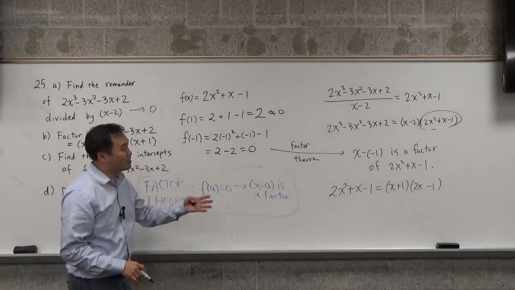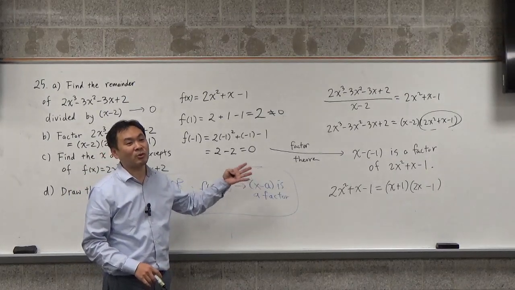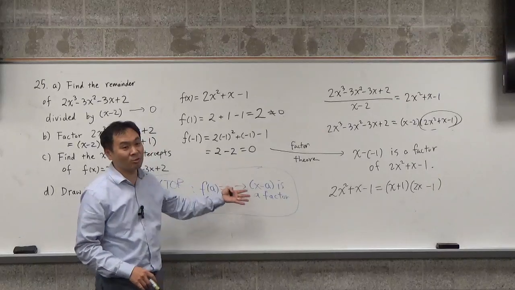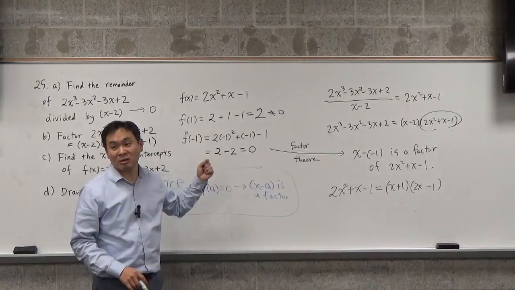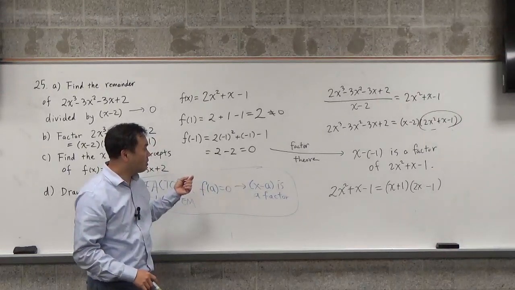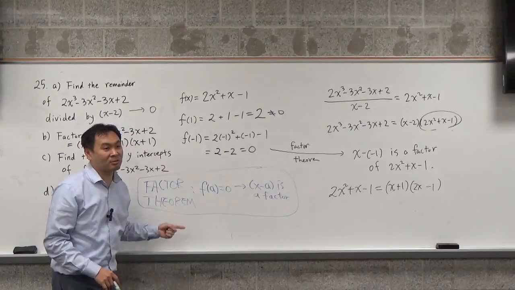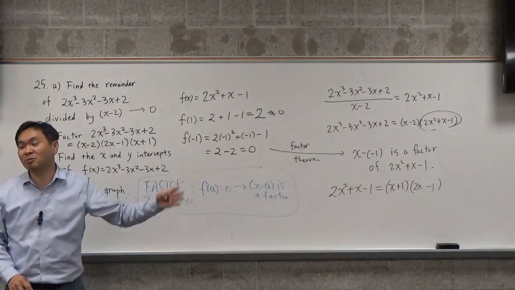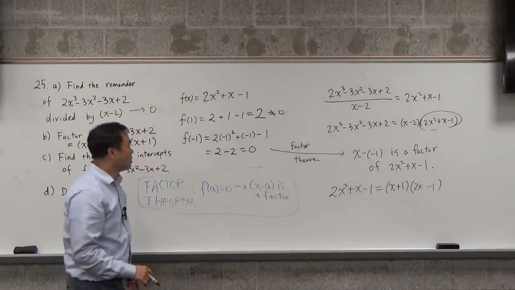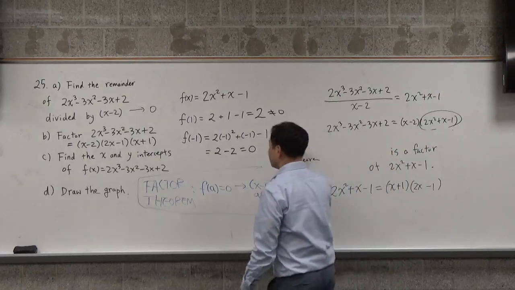And the beautiful thing is that we didn't have to do the x chart. So if you forgot how to do the x chart, you can use this method, which is just to plug in random values and see if you get a 0. If you get a 0, then the factor theorem says, oh, I know a factor. Then if you know a factor, the other one's almost given. Right? Okay.